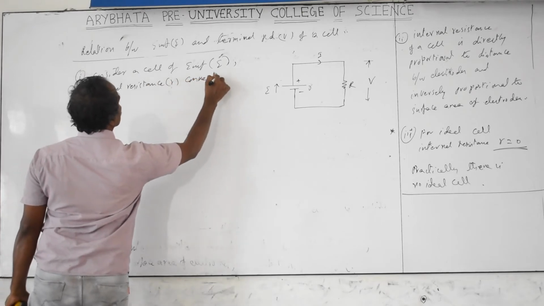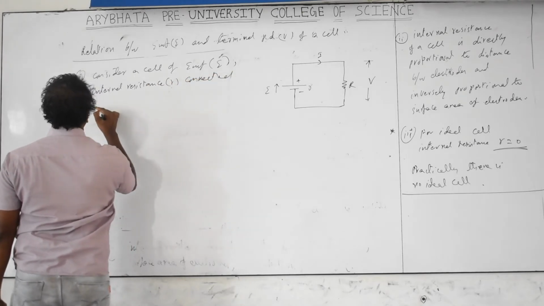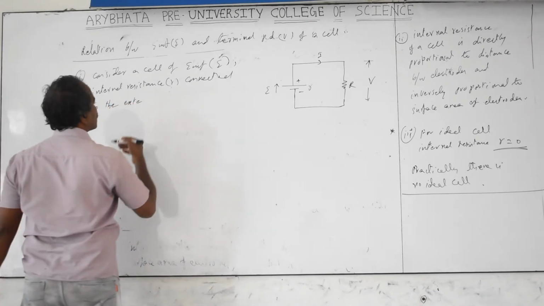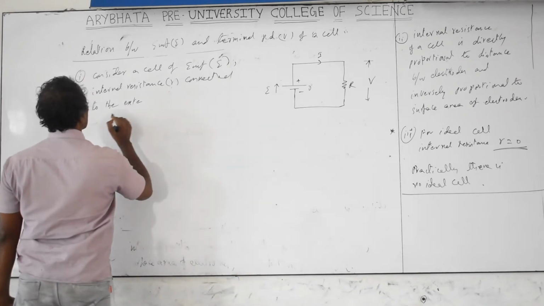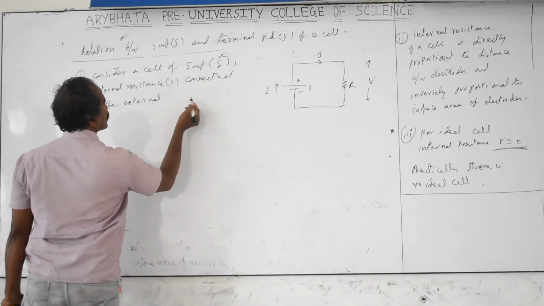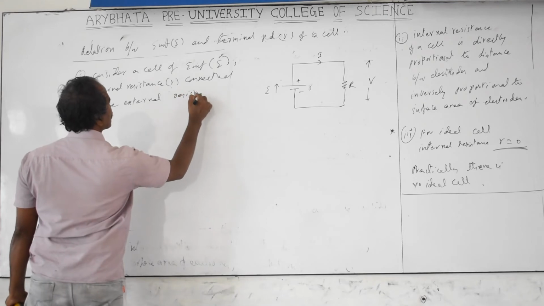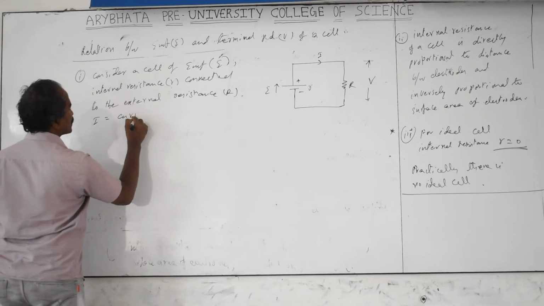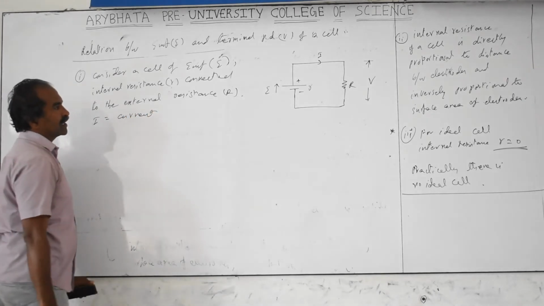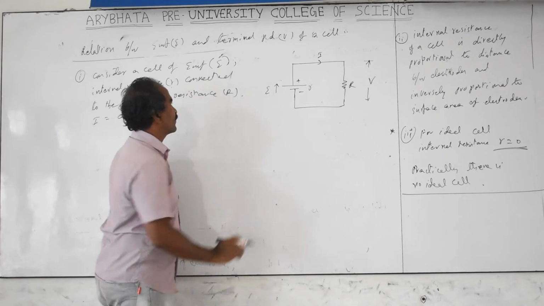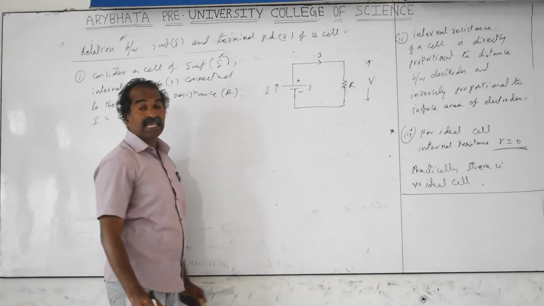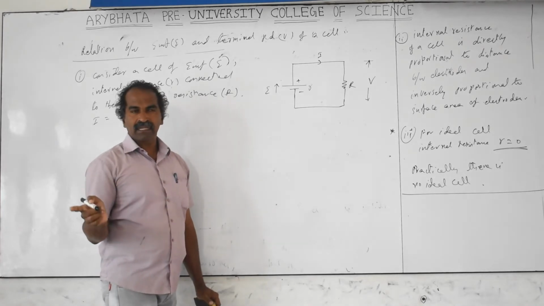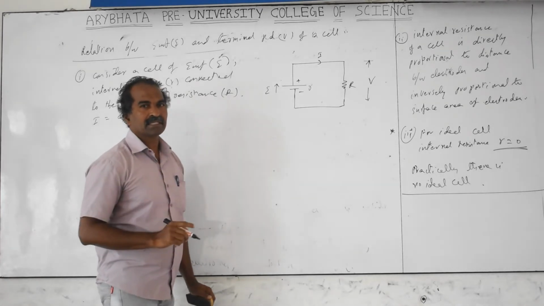connected to the external resistance. Using the term external is not compulsory every time. You can simply say connected to the resistance capital R. External means outside. I is the current in the circuit. Current is the same in the external resistance and the internal resistance. That means whenever the current is the same, the resistances come in series. In the circuit diagram, when voltage is the same, they come in parallel. When current is the same, they come in series.